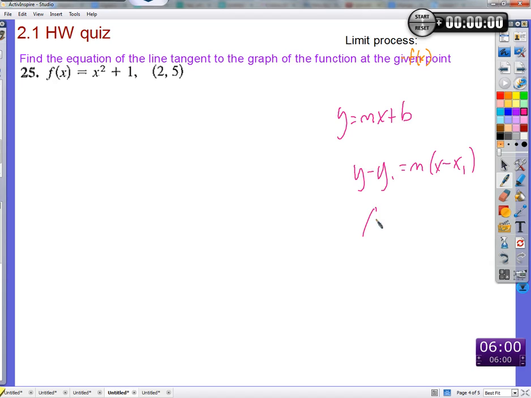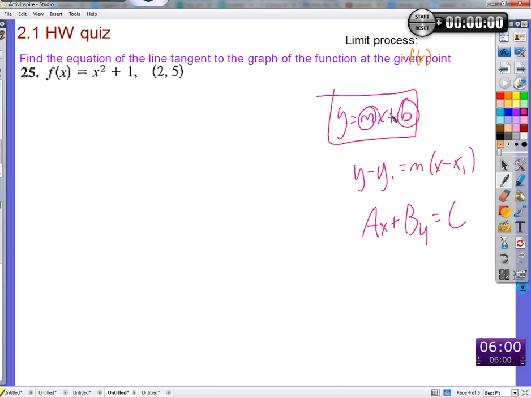In standard form, we could write it as ax plus by equals c. That's another way to write the equation of a line. But this is a real popular, convenient form, right? So what do we need to know in order to find the equation of a line? M and B. We need to know m and we need to know b.